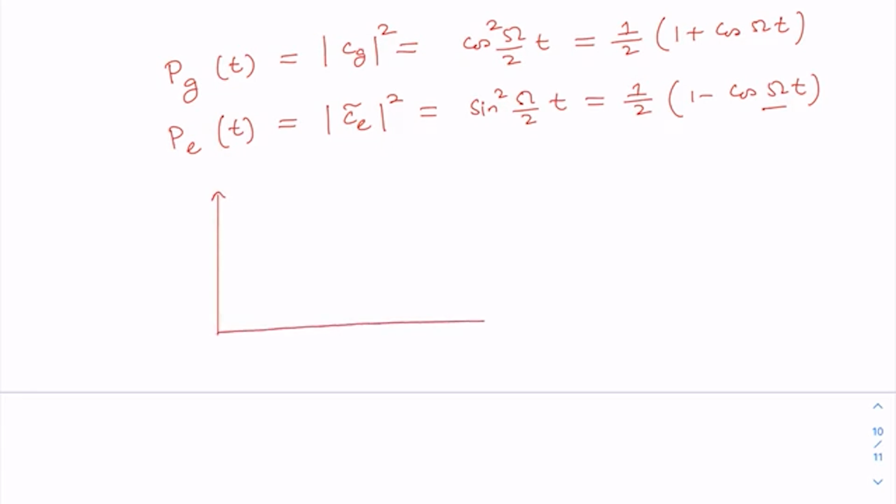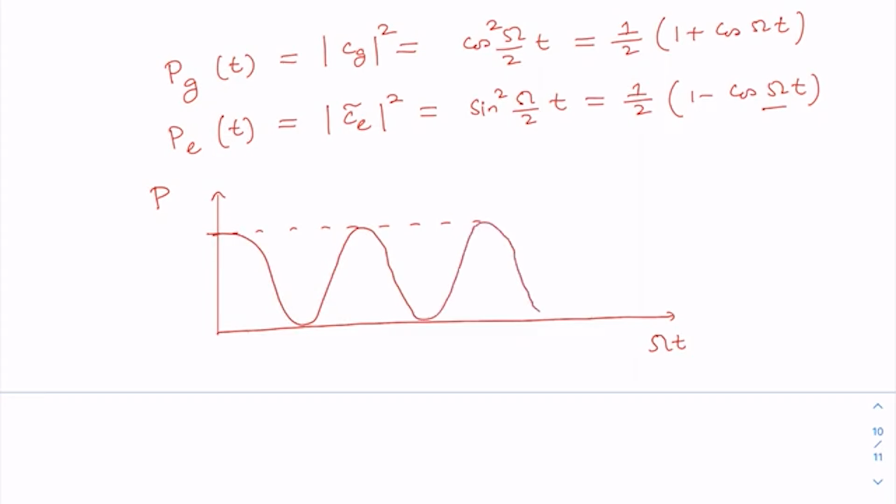If I plot the probability versus the Rabi frequency, let me plot omega t rather, then initially the atom is in the ground state, so it will go from the ground state and this ground state population will oscillate with the Rabi frequency omega. On the other hand, the excited state will also oscillate, and it will be like this.